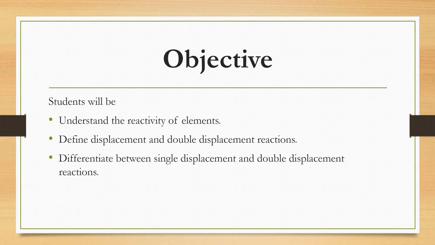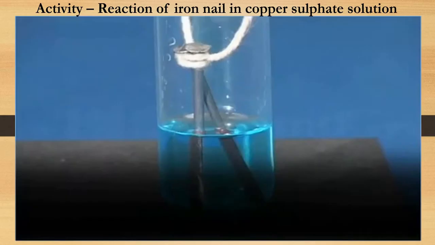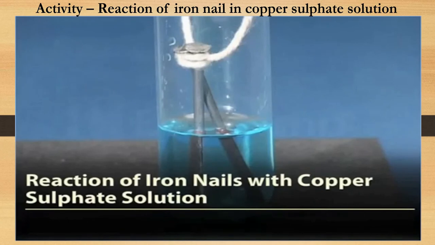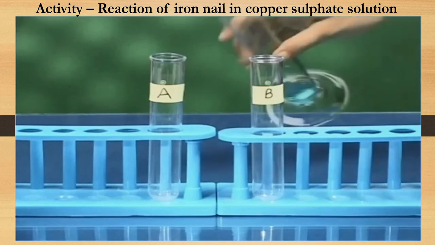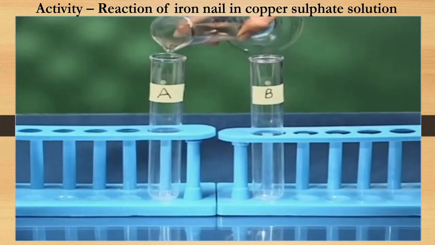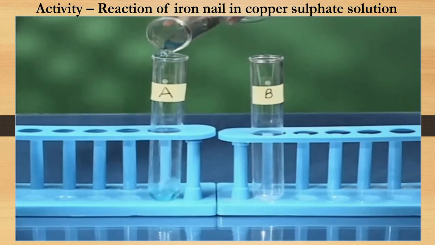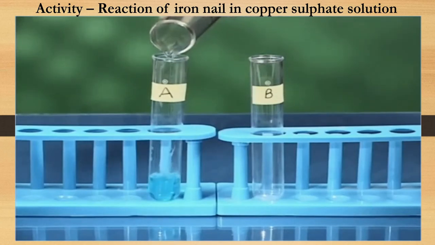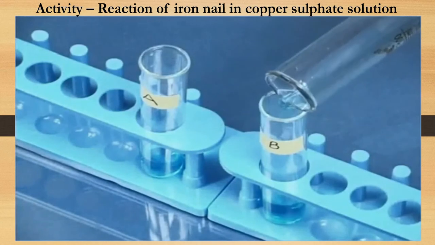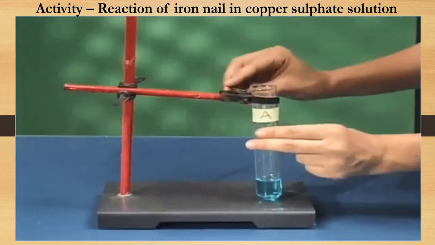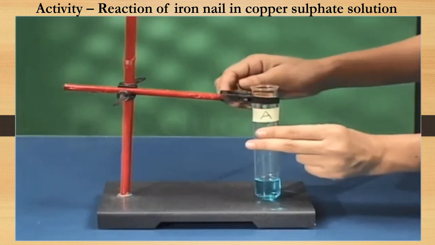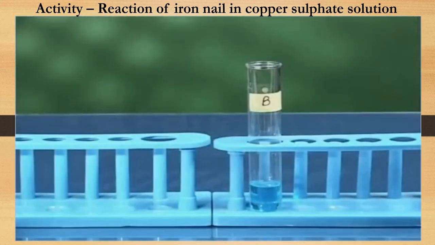So to understand single displacement reaction, let's perform an activity of reaction of iron nails with copper sulfate solution. Take two test tubes labeled A and B. Pour some copper sulfate solution in both the test tubes. We know that copper sulfate is a blue colored solution. Tie test tube A on the clamp stand. Let B be on the test tube stand.